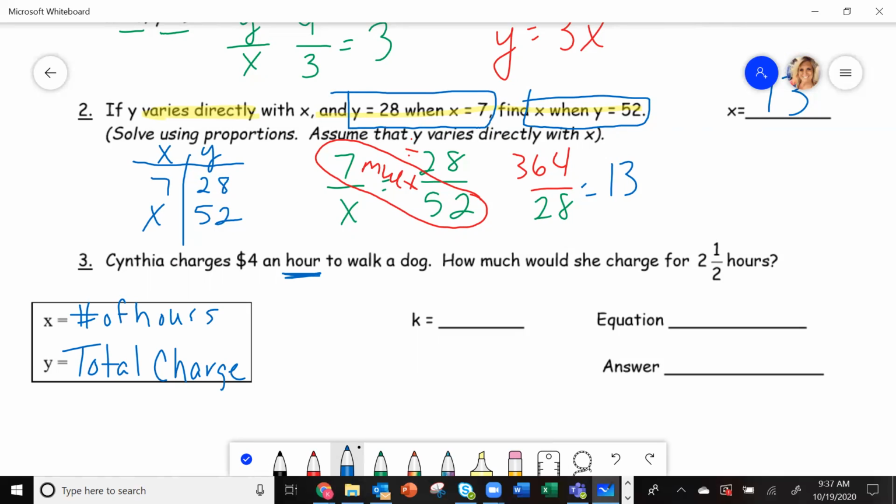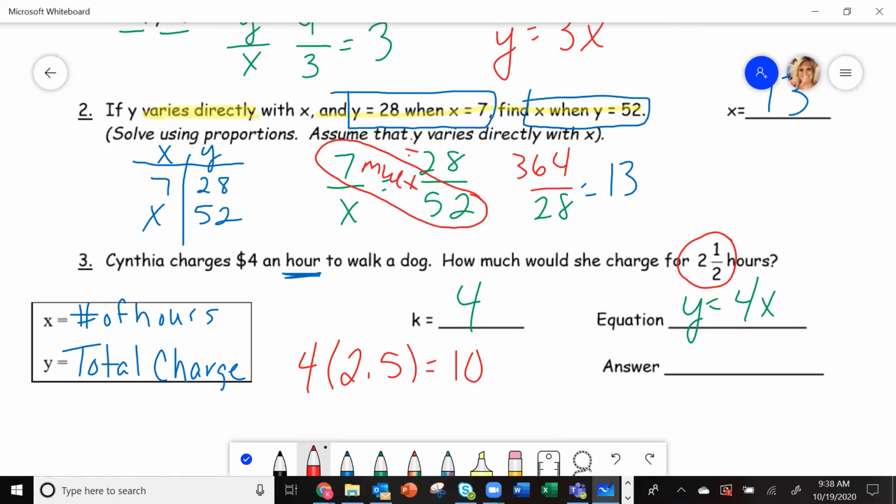Okay, so what is the K value? What is it that she's charging each time she walks the dog? She's charging $4. So your equation is y equals 4x. They want to know how much it is going to be to walk for 2.5 hours. So I'm going to take 4 times 2.5, which is easier than doing 2 1/2. If I put in my calculator 4 times 2.5, it gives me 10. So she's going to earn $10.